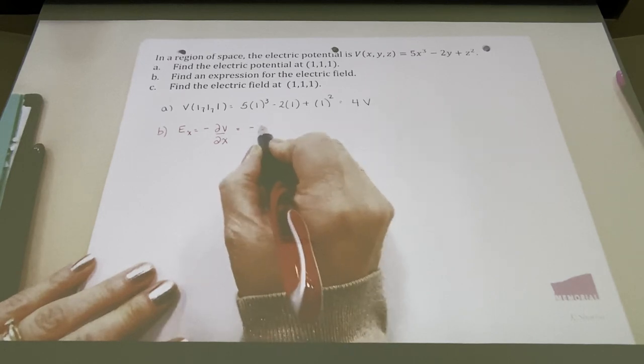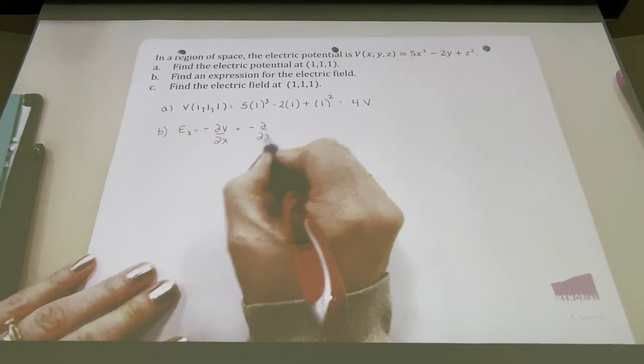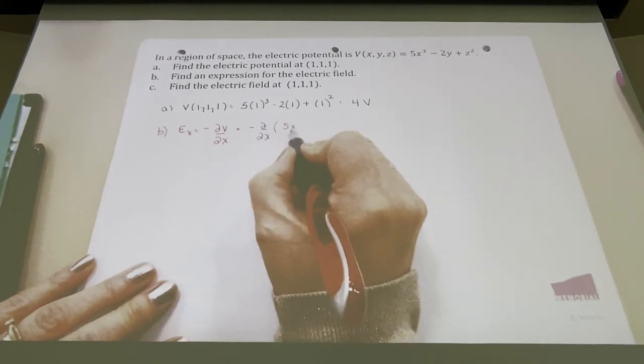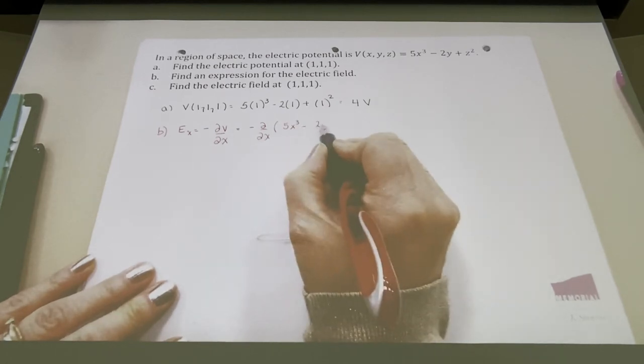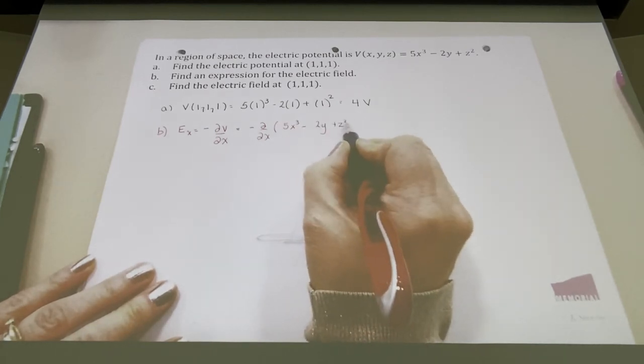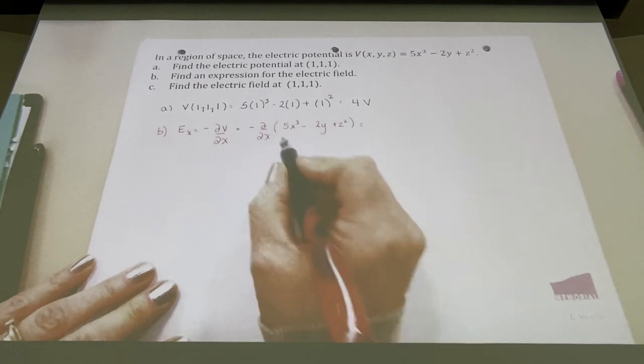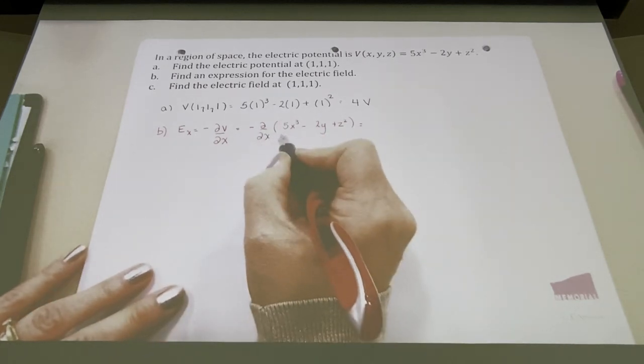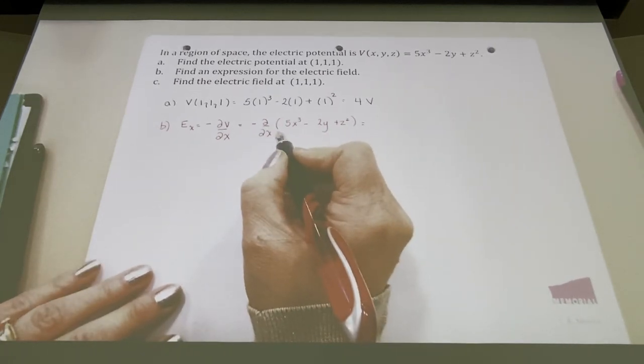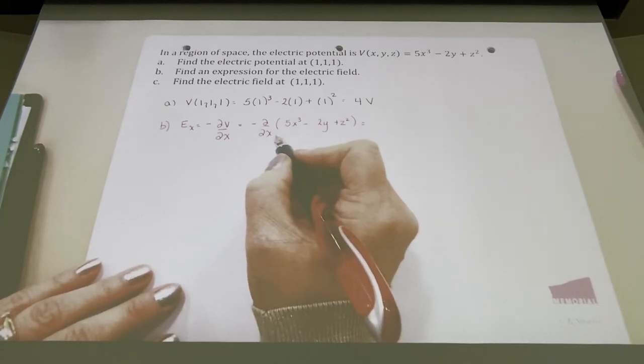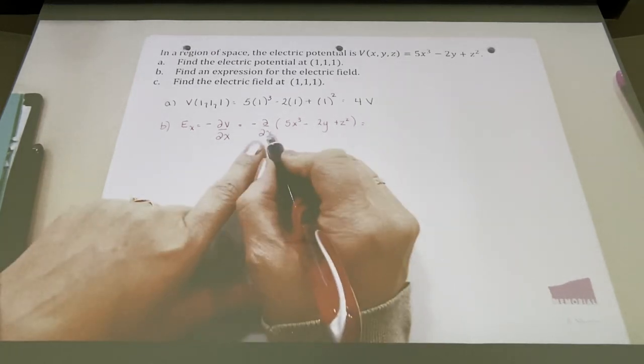So this is minus the derivative with respect to x of 5x cubed minus 2y plus z squared. This is the kind of derivative I more or less think you can do in your head. The power law derivatives, you don't have to write out a big chunk of workings for that because I just think you know how to do that. That's something I expect you're down with.